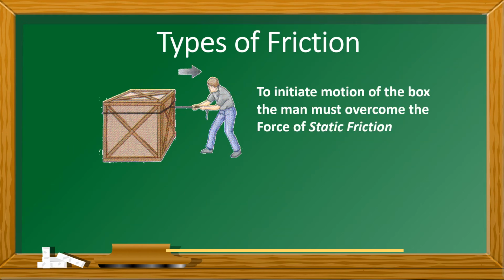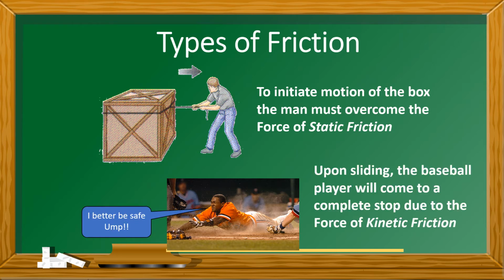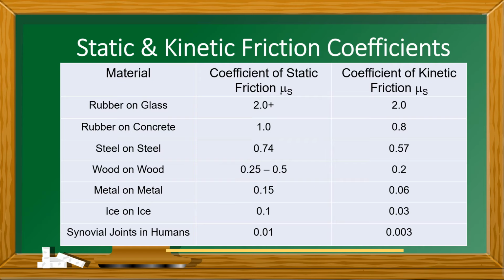In the illustration, to initiate motion of the box, the man must overcome the force of static friction. While in this one, upon sliding, the baseball player will come to a complete stop due to the force of kinetic friction. Now here is the table for static and kinetic friction coefficients. We have different materials like rubber on glass, rubber on concrete, steel on steel, wood on wood, metal on metal, ice on ice, and synovial joints in humans. Notice that the coefficient for static friction and the coefficient for kinetic friction are different from each other.